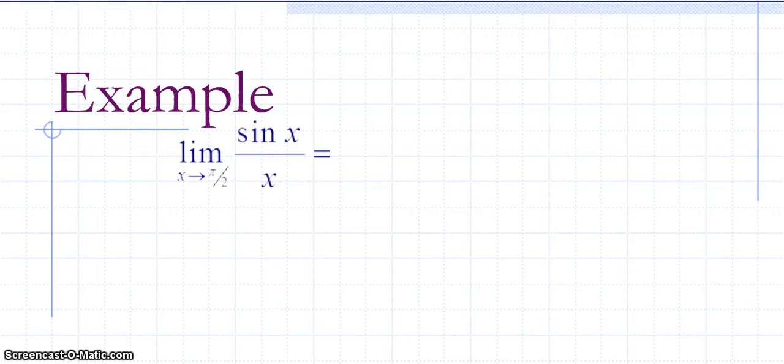Alright, next one. Find the limit as x goes to pi halves of sine of x over x. Pause the video, unpause when you're ready to check your work. Okay, hopefully this one was much easier. You just use direct substitution. Don't get so caught up in that you have to do something special and create a special trig limit every time. Sometimes there's easy ones as well.